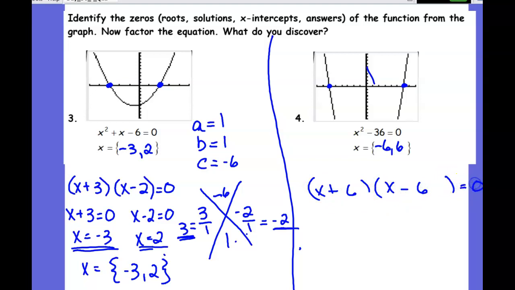Since we want to set them both to be 0, we can see x plus 6 is 0, so x is negative 6. And x minus 6 is equal to 0, so x is positive 6. So that verifies our solution. We did it by looking at the graph, and then we also factored it.